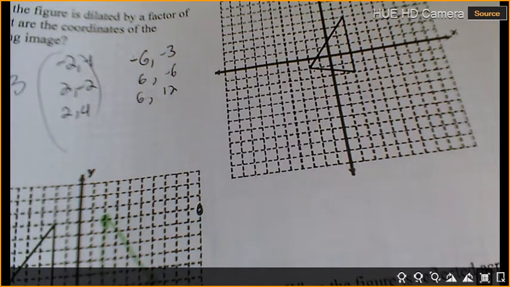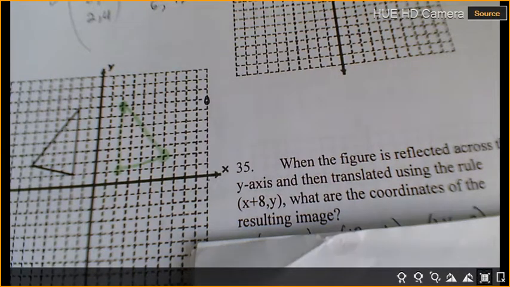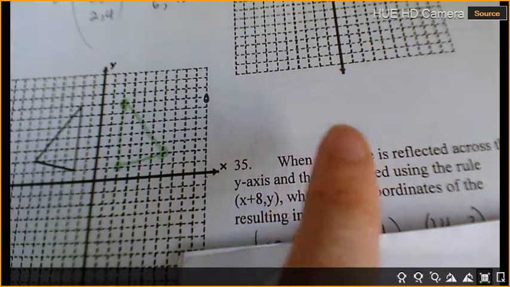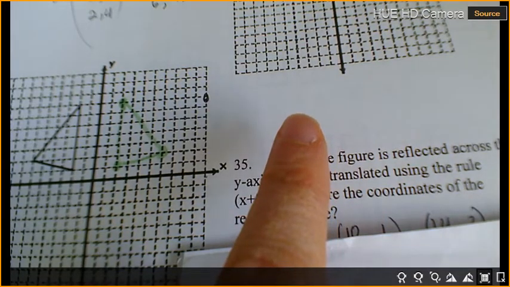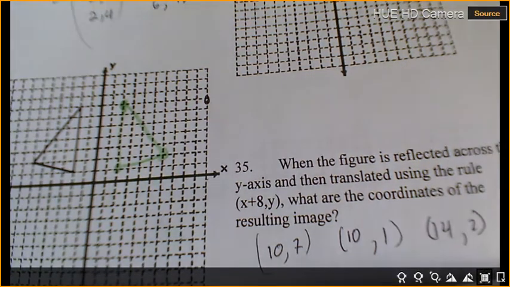Number 35. Number 35, I'm asking to do 2 things. First, reflect across the y-axis. Then, translate it 8 units to the right. Okay? Again, you can use your formulas for this. You can have graph paper on some of your scrap paper and do this. But do each one. First, I'm going to reflect. Then I'm going to take this new green one, and I'm going to move it 8 units to the right. Okay, so my points should be 10, 7, 10, 1, and 14, 2.